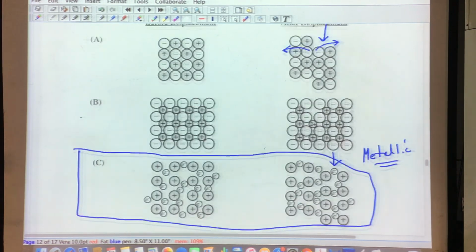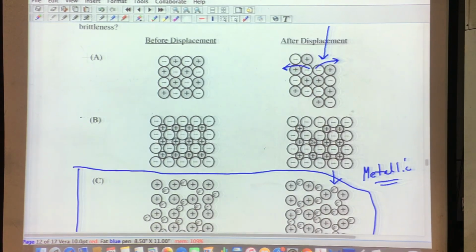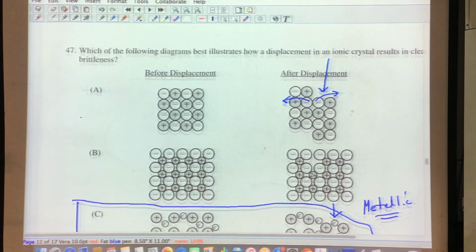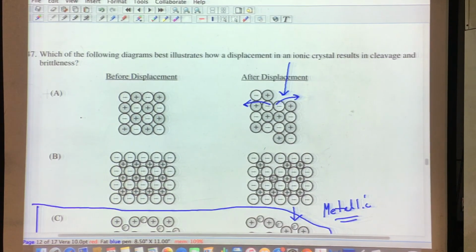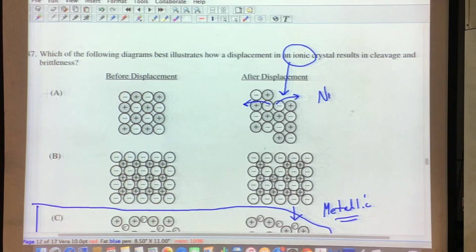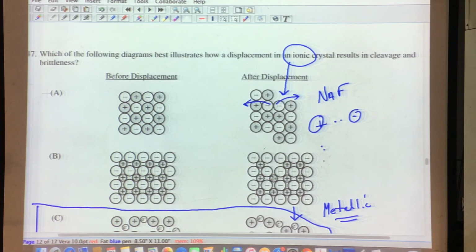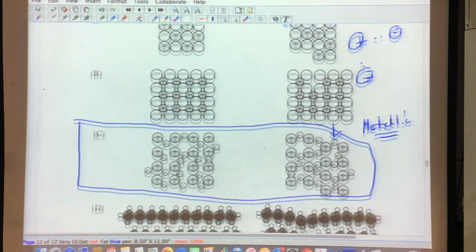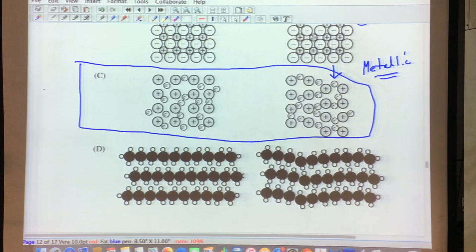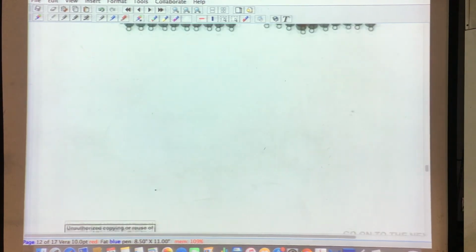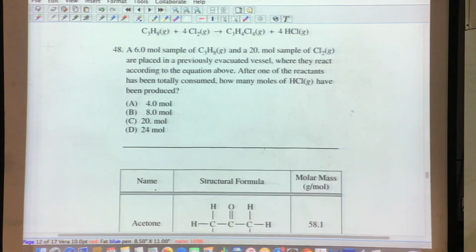But the best answer here is of course A, because of brittleness. And something else you should realize, an ionic crystal like sodium fluoride is positives and negatives equally interdispersed in a 3-dimensional crystal. A is the best choice, and D is showing molecular compounds that are attracted by London dispersion forces, and they have a little bump here. Okay, 48.